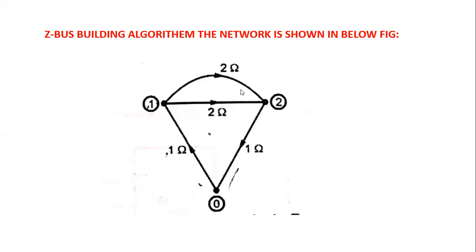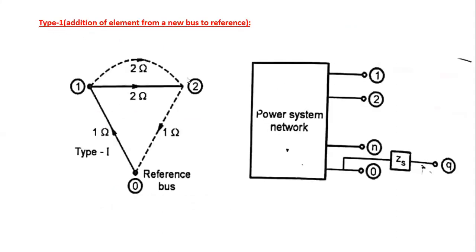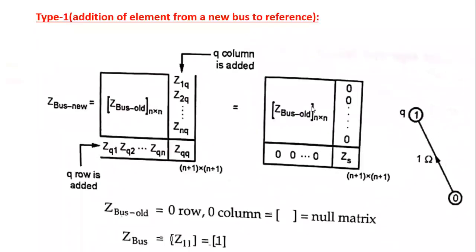First, coming to the type 1 modification. Why is it called the type 1 modification? The first element, the 1 ohm, is added between the reference node and the new node. If the element is added between the reference node and a new node, then it is called the type 1 modification. The reference is 0 and the new node is Q. Therefore, we are adding the ZS to the power system.